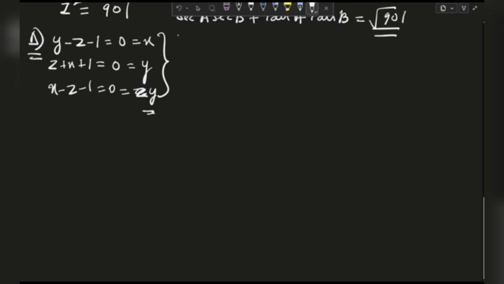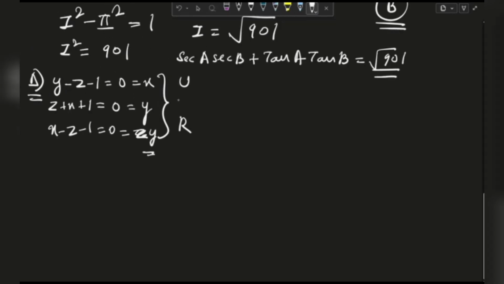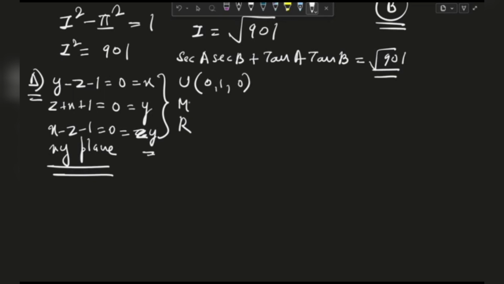Now we have to find out the points U, and this was R. I forgot the name, I will check once. Okay, this was M. Clearly they have given that these points all lie on the xy plane, so everywhere z becomes 0. I'm not going into the calculation, this is pretty simple. So U will come out to be 0 1 0, M will come out to be minus 1 0 0, and R will come out to be 1 0 0.